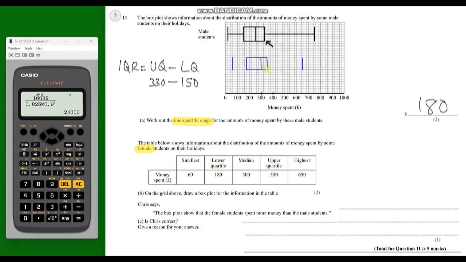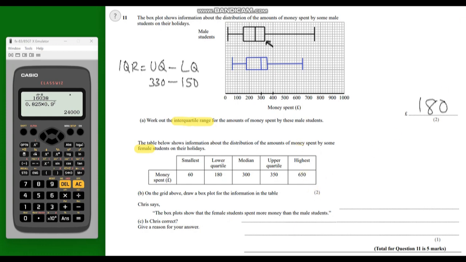Like so. And then we need the whiskers. You might have had this as a box of whiskers before. We just need to draw the whiskers on. There we go. And finally, there we go. So we have drawn our box and whiskers plot. So that is worth 2 marks.